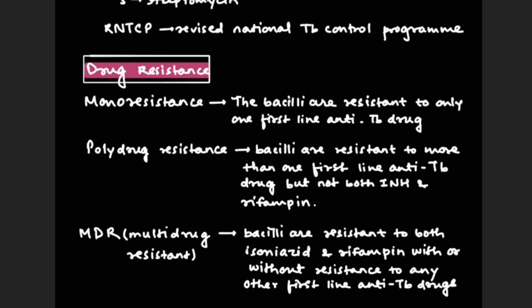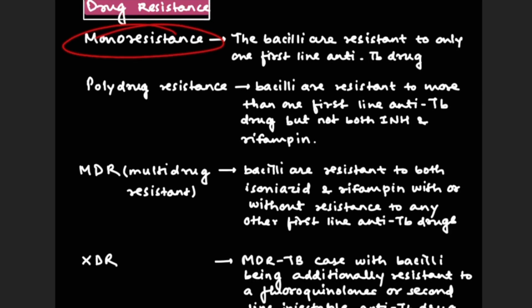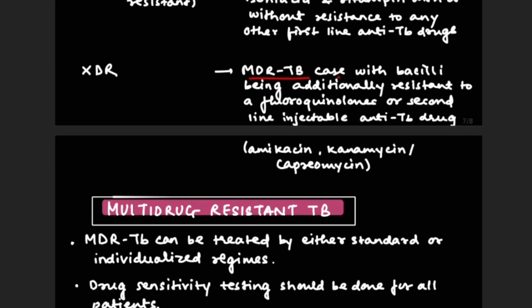Now we are going to see about drug resistance. So basically first is monoresistance, where bacilli are resistant to only one first line anti-TB drug. The next is polydrug resistance. Here the bacilli are resistant to more than one first line anti-TB drug, but not both INH and rifampin. In MDR, that is multi-drug resistant, here the bacilli are resistant to both isoniazid and rifampin, with or without resistance to any other first line anti-TB drugs. And next is XDR, a TB case with the bacilli being additionally resistant to a fluoroquinolone or second line injectable anti-TB drugs such as amikacin, kanamycin or capreomycin.